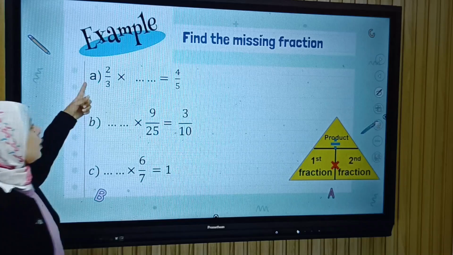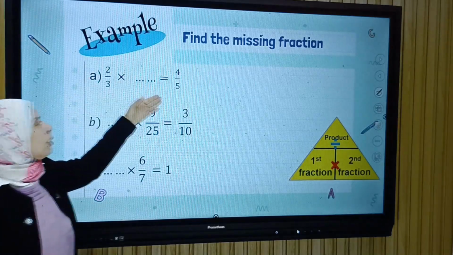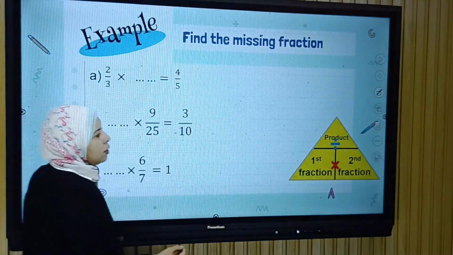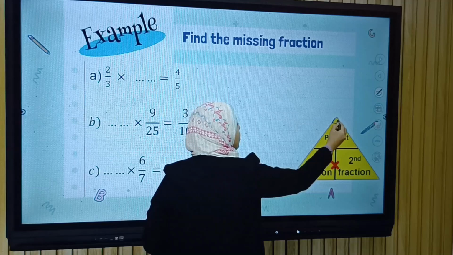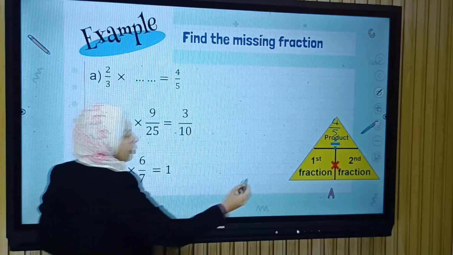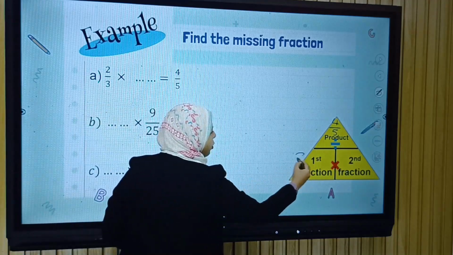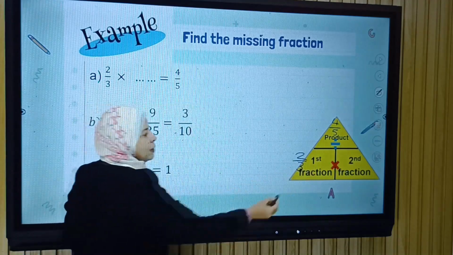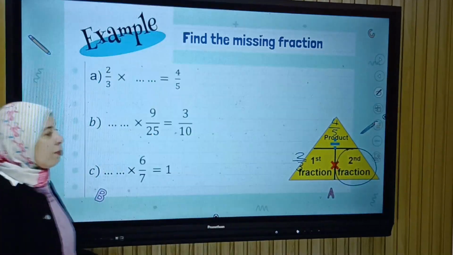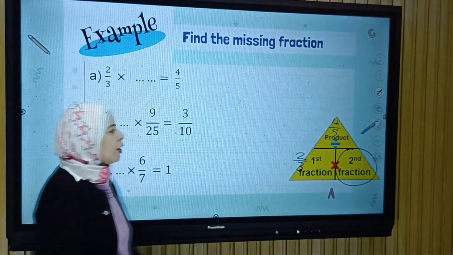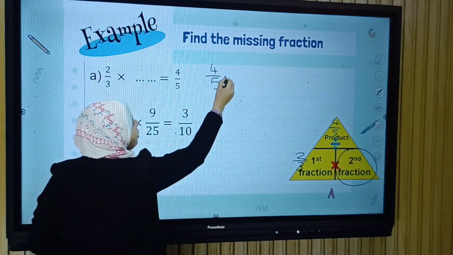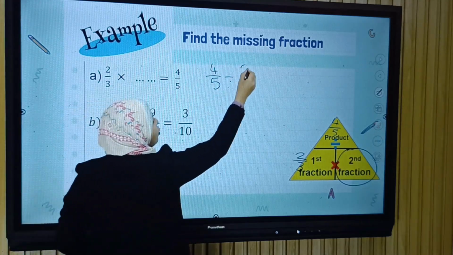The first example: 2/3 multiplying by blank equals 4/5. So what does 4/5 represent? The product. That's why I put the 4/5 in this part. And 2/3 is the first fraction. Who is missing? The second fraction. So how can I get the second fraction? By dividing the product by the first fraction. So I write 4/5 divided by 2/3.